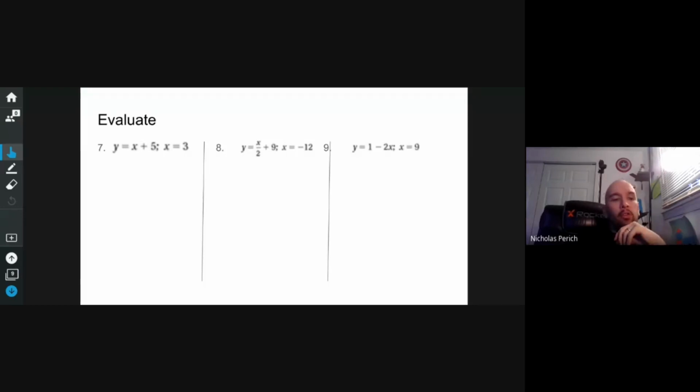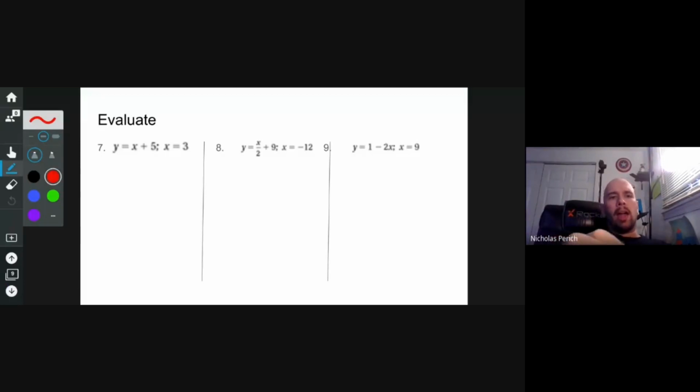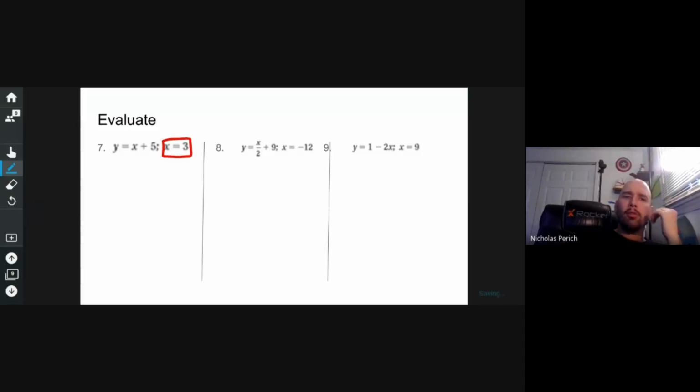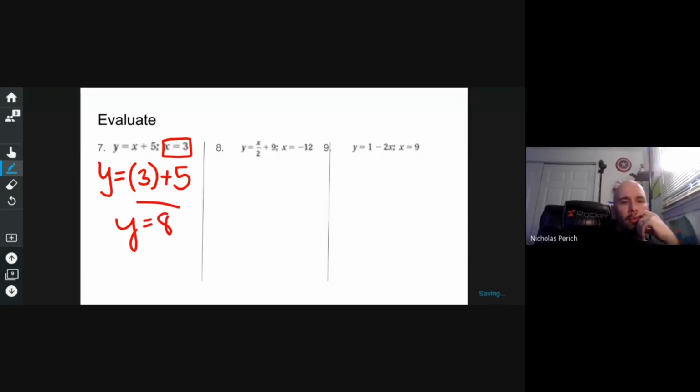What I'm being asked to do here is evaluate. What evaluate means is plug something in and do the math. Evaluate here means I have y equals x plus 5. And, by the way, x is the same thing as 3. So I'm going to say, all right, well then y equals, instead of x, write out 3 plus 5. And 3 plus 5 is 8. That's it.